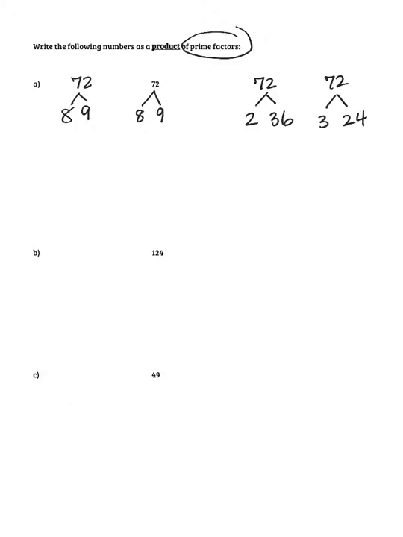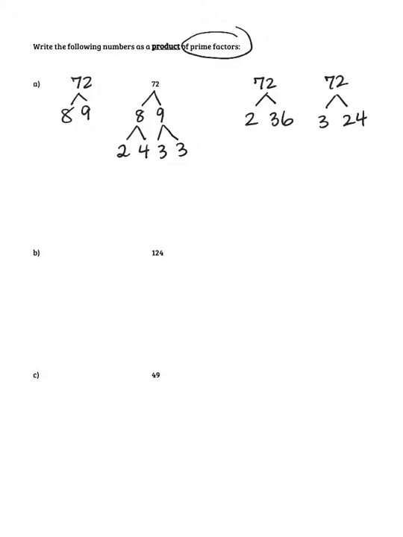Now, ask yourself, is this number 8 prime or composite? Well, it's composite because it has more than 1 and itself as factors. So I know I can say 2 times 4 will give me 8. Ask yourself, is 9 prime or composite? Well, it's composite as well because when you break down 9, you can get 3 times 3 as factors.